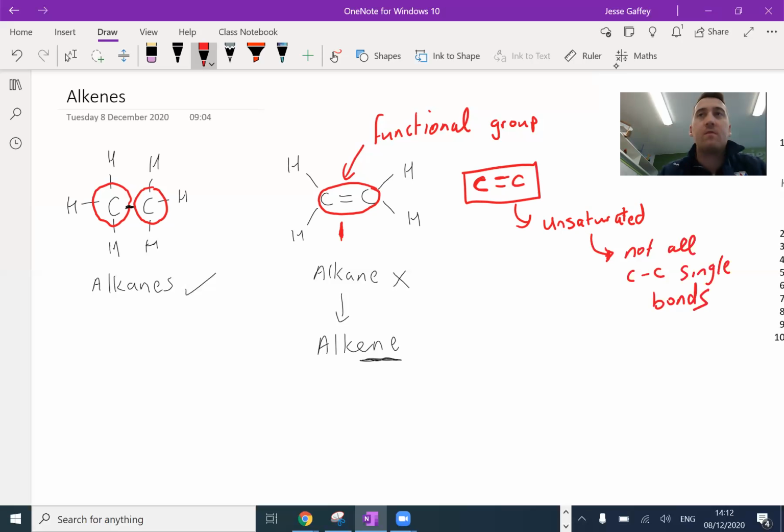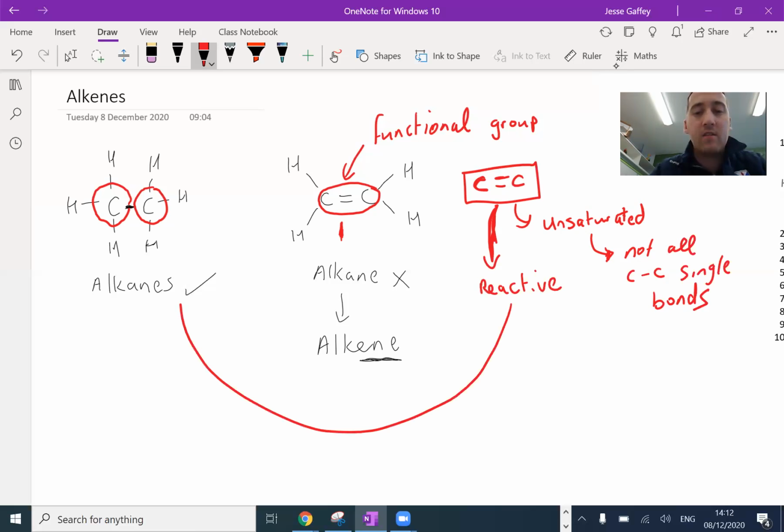Okay, now, the C double bond C, because it can be broken quite easily and add new atoms in, we say these molecules will be reactive. They are more reactive than the alkanes. Because the alkanes already have 4 atoms attached, the C double bond C is more reactive than an alkane. That means alkenes are more reactive than alkanes.